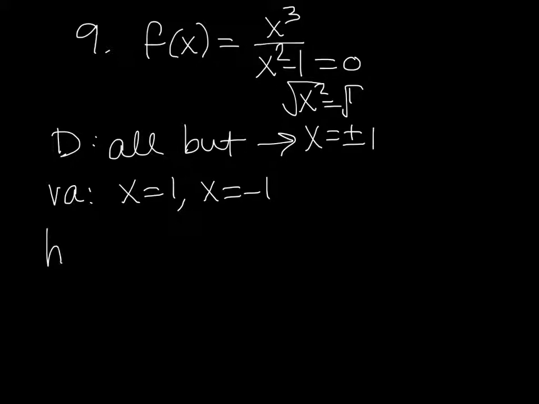For the horizontal asymptotes, we're going to look at our exponents in the numerator and denominator. I see that this is top heavy. That means it falls down, goes boom, nothing, right? There is no horizontal asymptote.